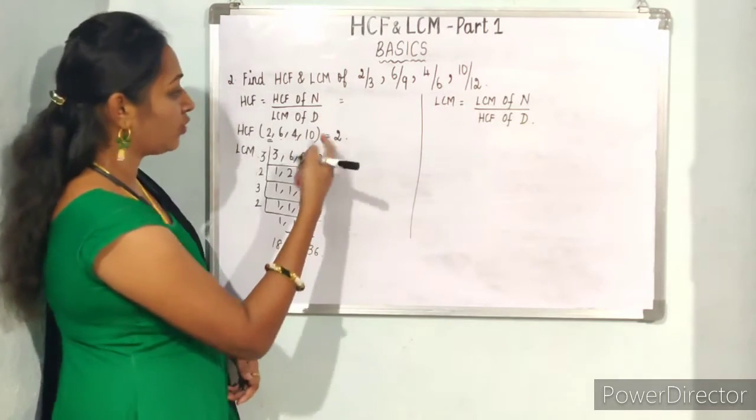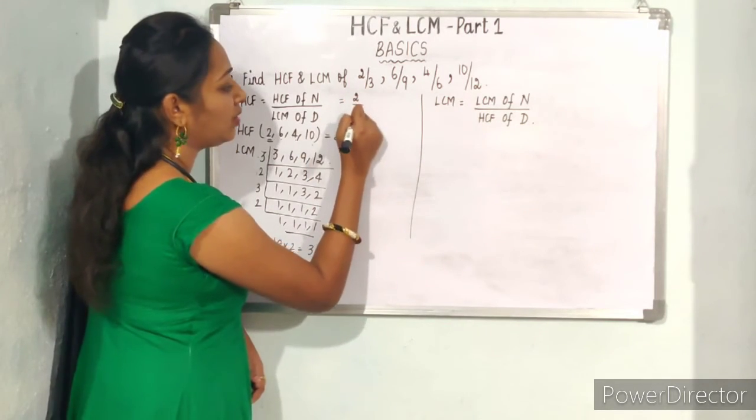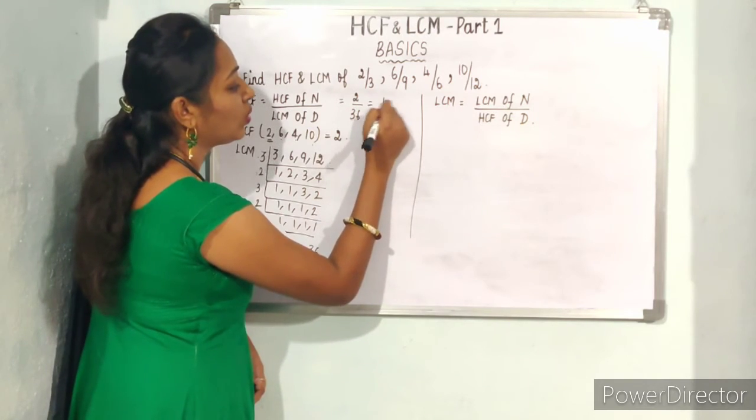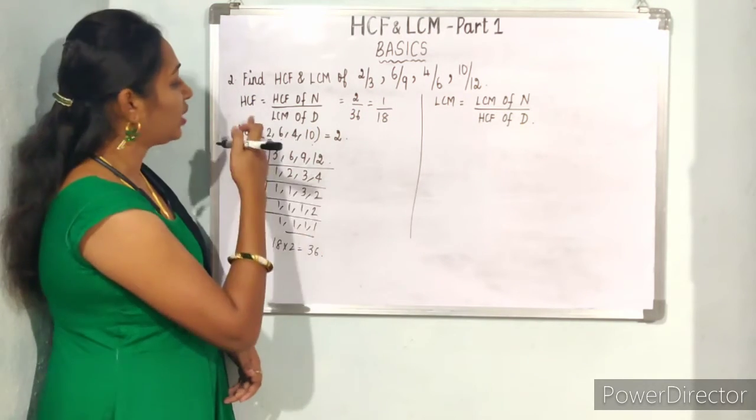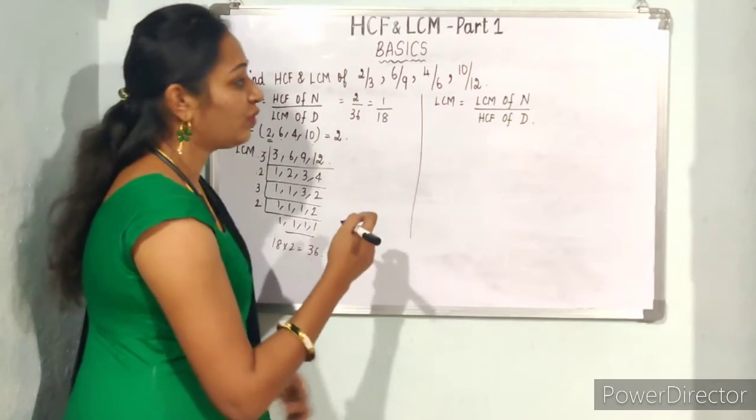So the answer is HCF of numerator, 2, divided by LCM of denominator, 36, which is equal to 1 divided by 18. So the HCF is 1 divided by 18. Now let's find the LCM.